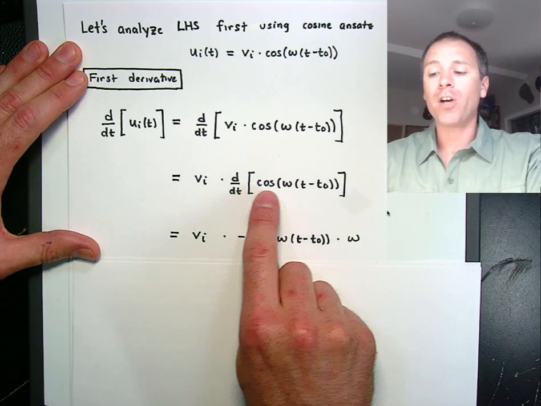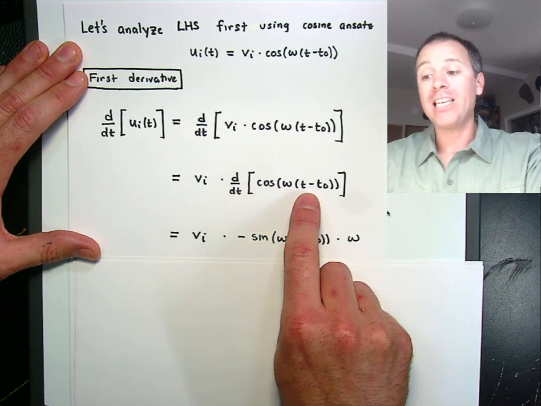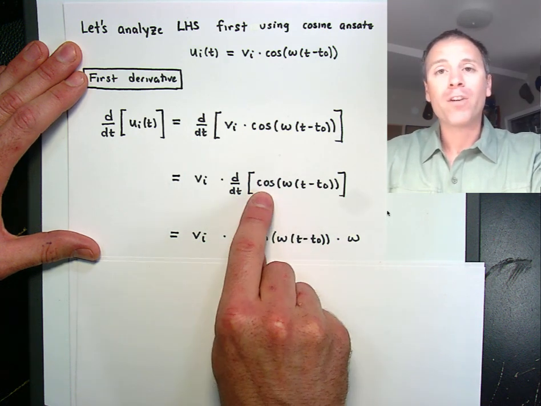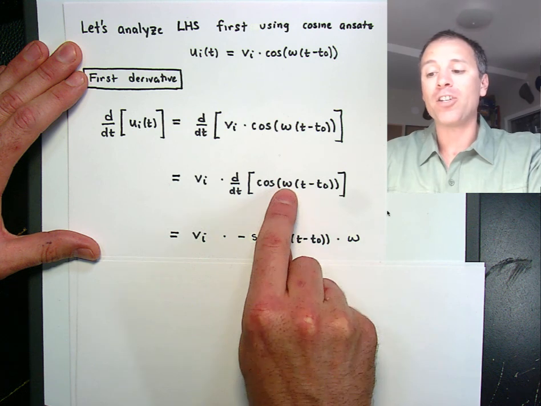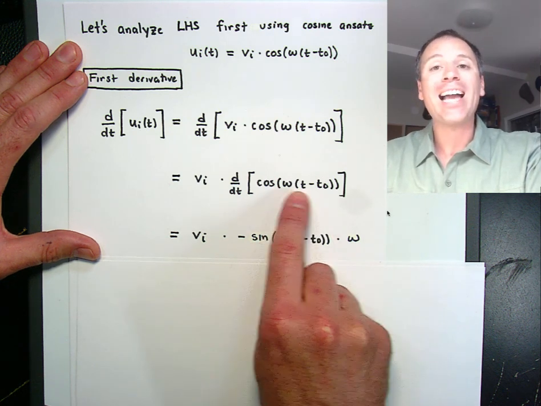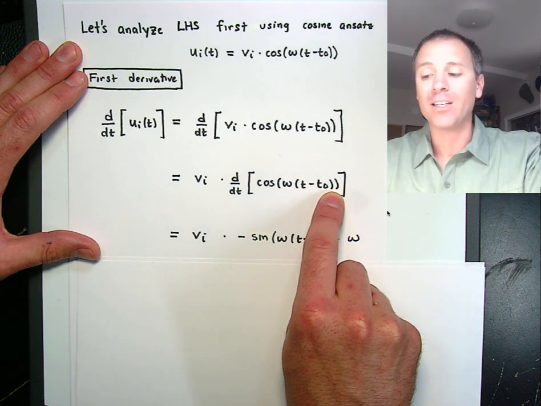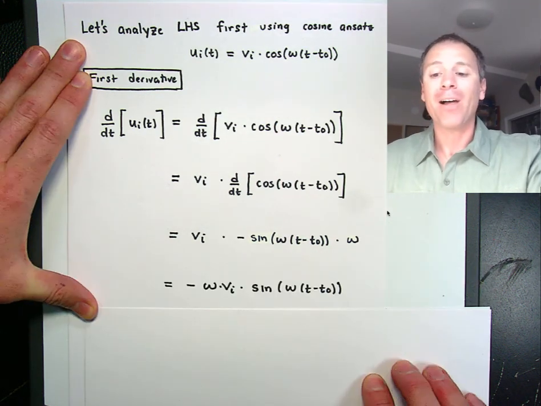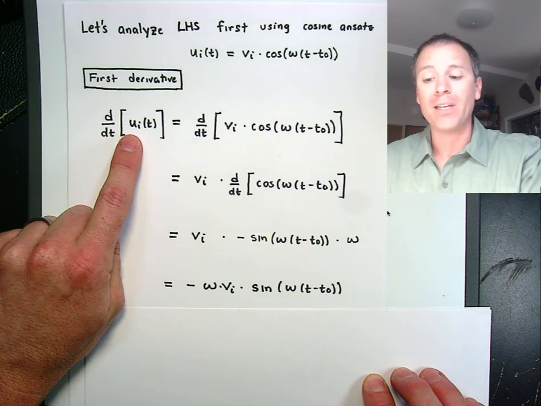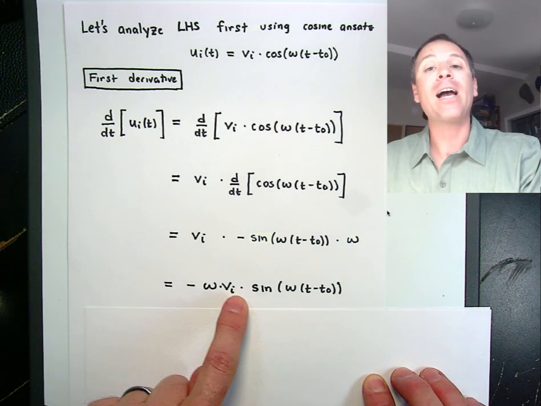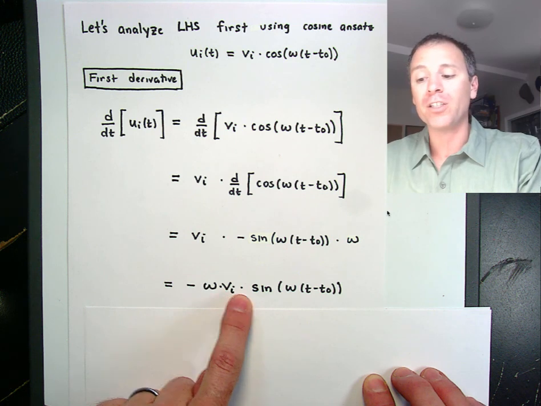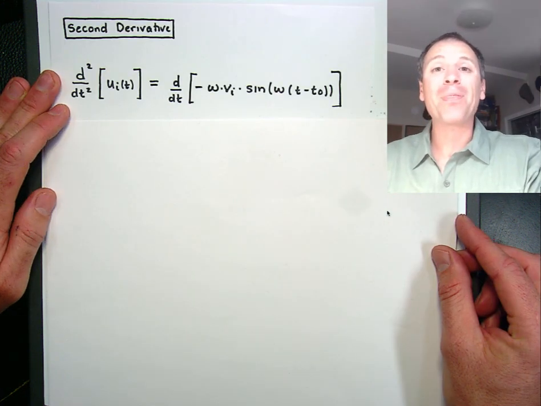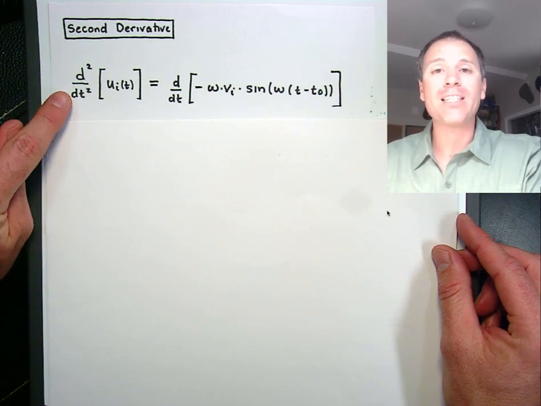When I take the derivative of cosine of omega times t minus t naught, this is with respect to the variable t. The derivative of cosine is negative sine, and then I have to take the derivative of the inside. Omega and t naught are both constants, so the chain rule allows me to bring an omega out, and that implies that the first derivative of the displacement is negative omega times v sub i, the amplitude of oscillation, times the sine of omega times t minus t naught. Remember, the goal is to look at the left-hand side of our equation, which involves second derivatives.